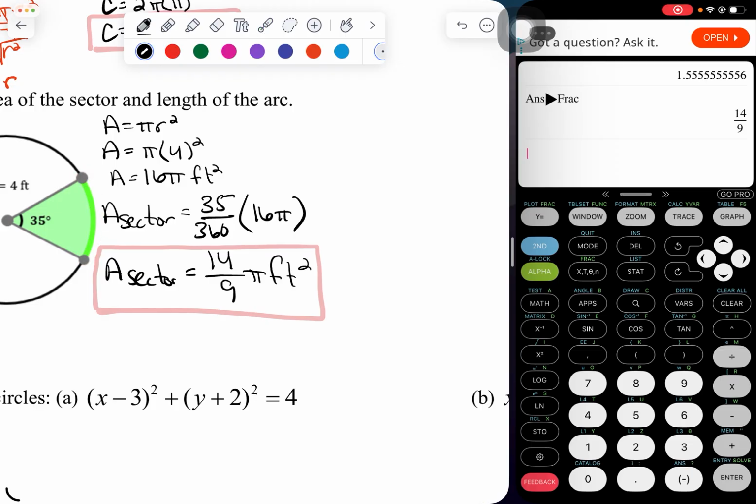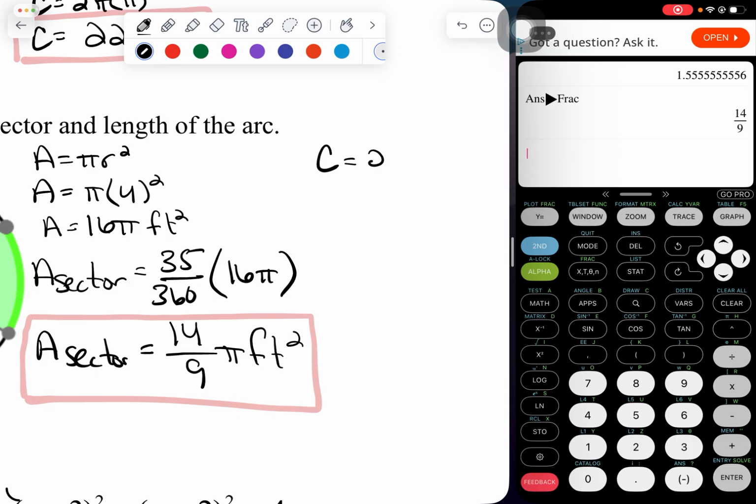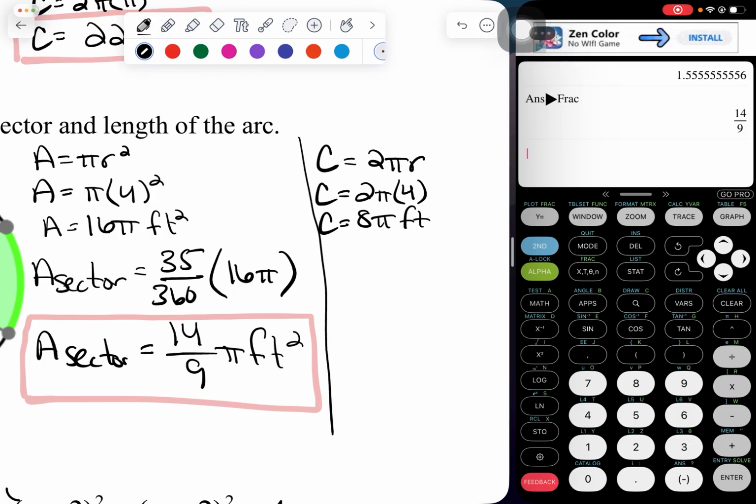And that edge of the circle, well, that's part of the circumference. I'm going to leave the calculator up here because I don't even need it. So circumference is equal to 2 pi r. So 2 pi times my radius, which is 4. Circumference is equal to 8 pi feet. Let me go ahead and do a little divider bar there.